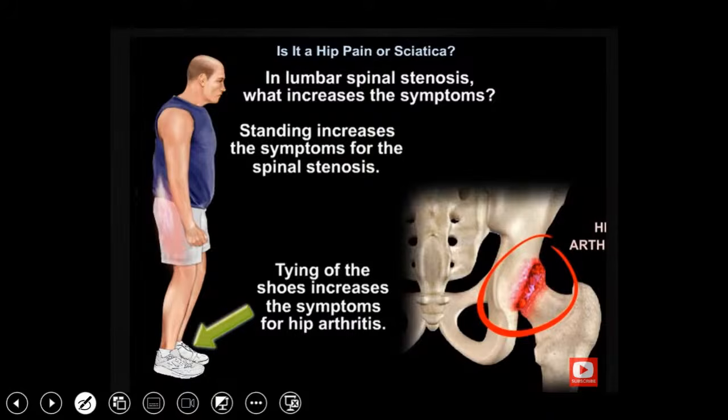In lumbar stenosis, standing increases the symptoms. For the hip, tying the shoes increases the symptoms for hip arthritis. Just bending over to tie the shoes, it's hip arthritis. Standing increases the symptoms for spinal stenosis.